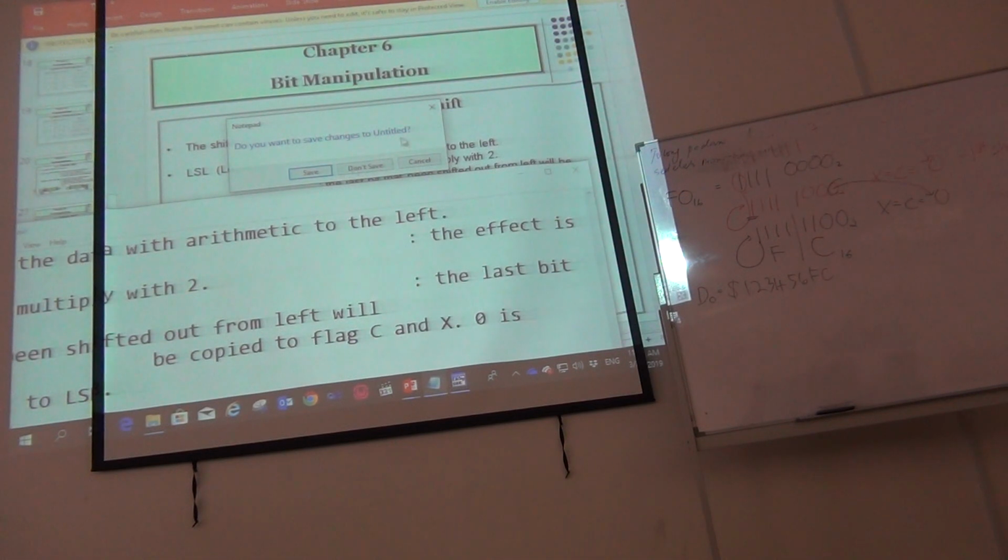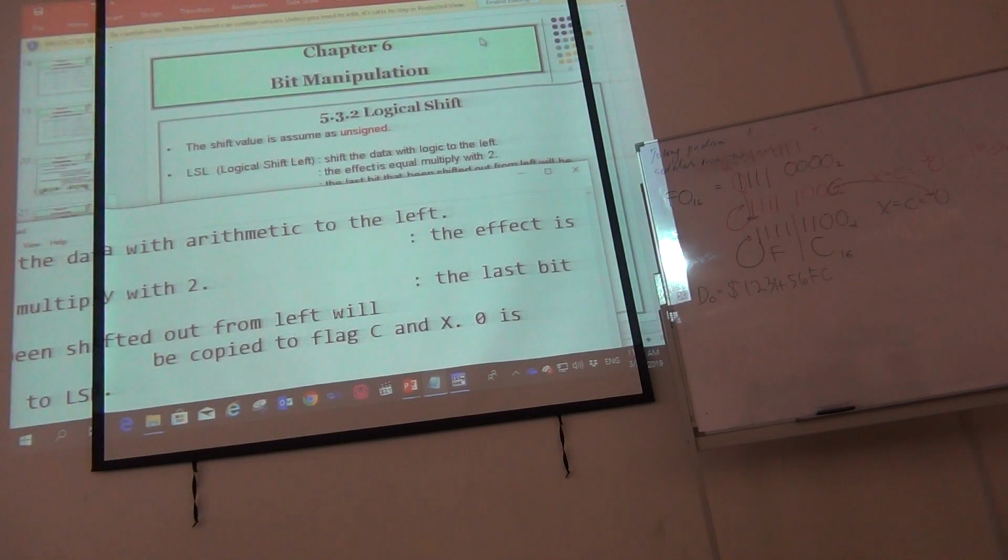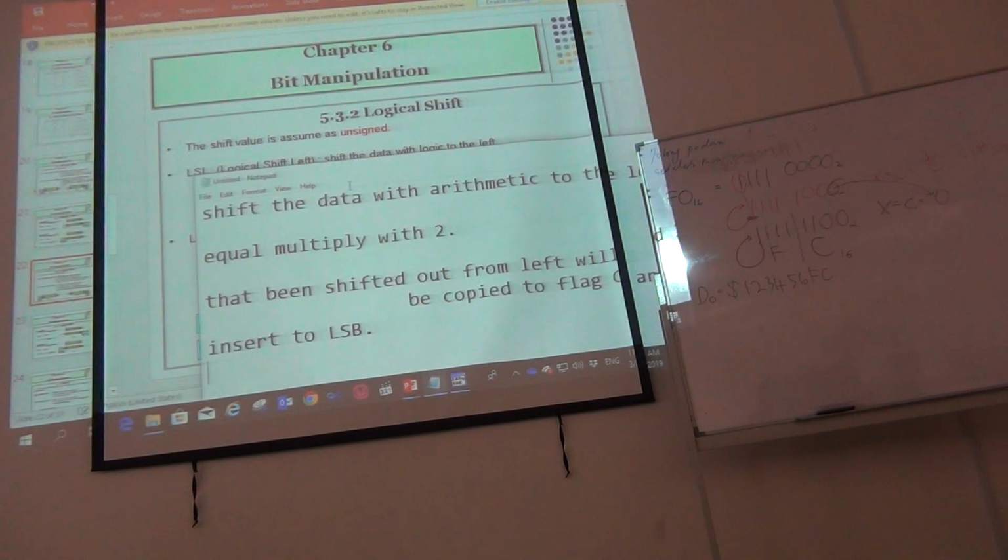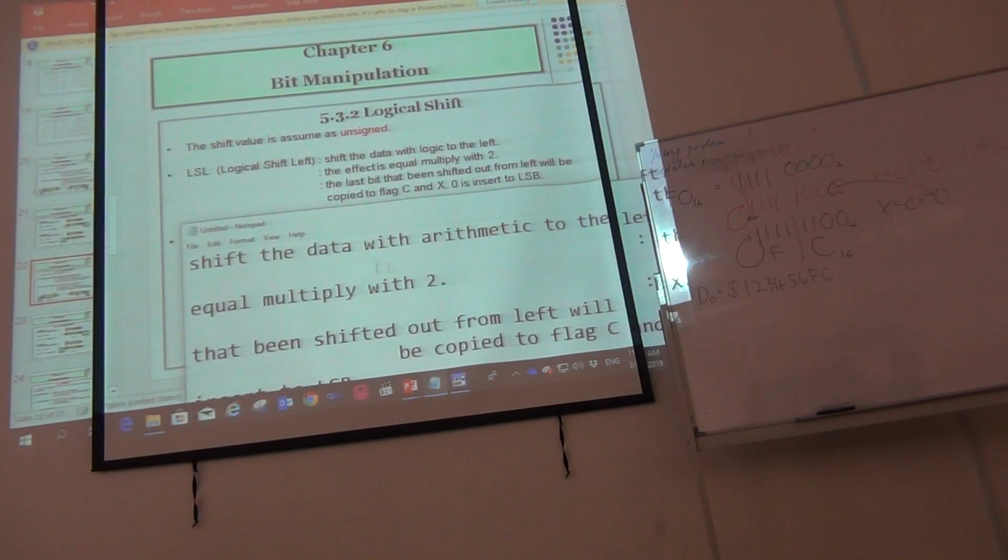Just how the command is different, but the function is the same. The command is different. It's the same with multiplication and the arithmetic.